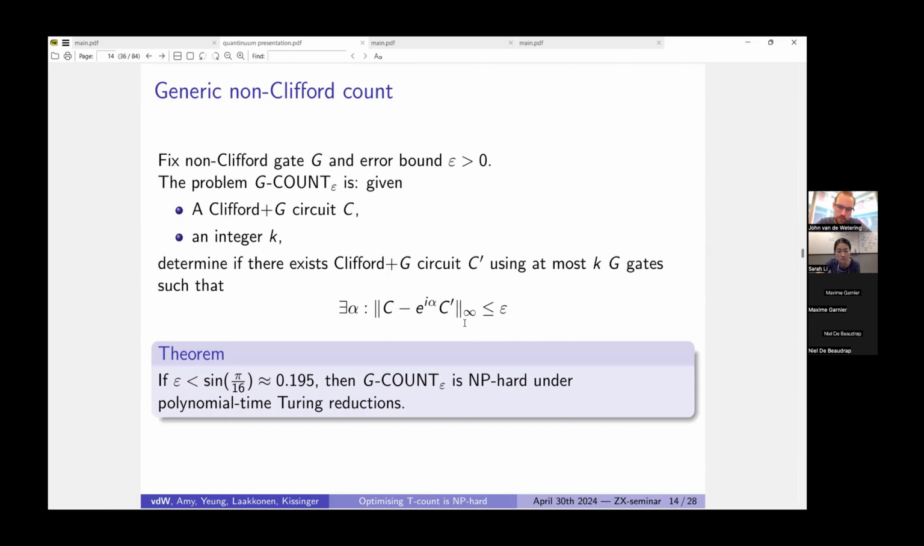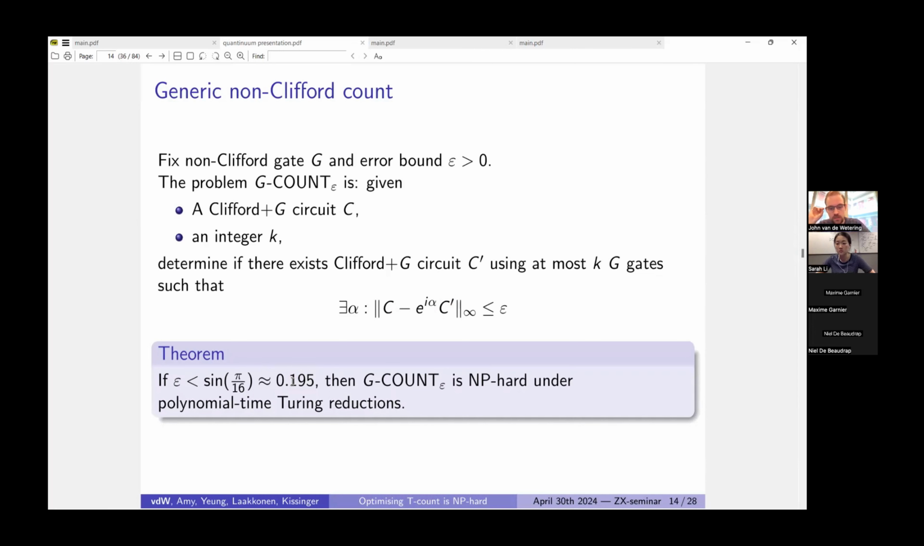And then using a slightly more complicated argument, you can show that if this epsilon is small enough, like if it's smaller than about 20%, then G-count epsilon is also NP hard under polynomial time Turing reductions. So this is sort of entirely generic. It works for any non-Clifford gate. So if I give you any gate set which includes all the Cliffords, then optimizing the non-Clifford stuff is going to be hard. That's essentially the idea.